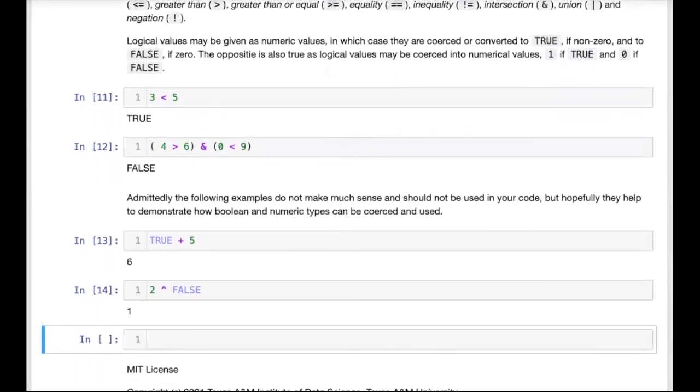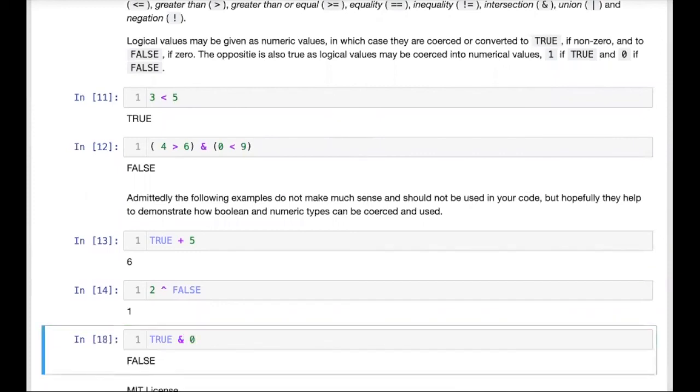For example, if I were to write the keyword TRUE and 0, the numeric value 0 would be coerced into the Boolean FALSE, and the expression will be evaluated as FALSE, as we see here. If I were to replace the 0 with a 1, however, the non-zero value would be coerced to the Boolean TRUE, and thus the expression would evaluate as TRUE. And since I said it could be any non-zero value, if we replace 1 with 42, the expression is still evaluated as TRUE.